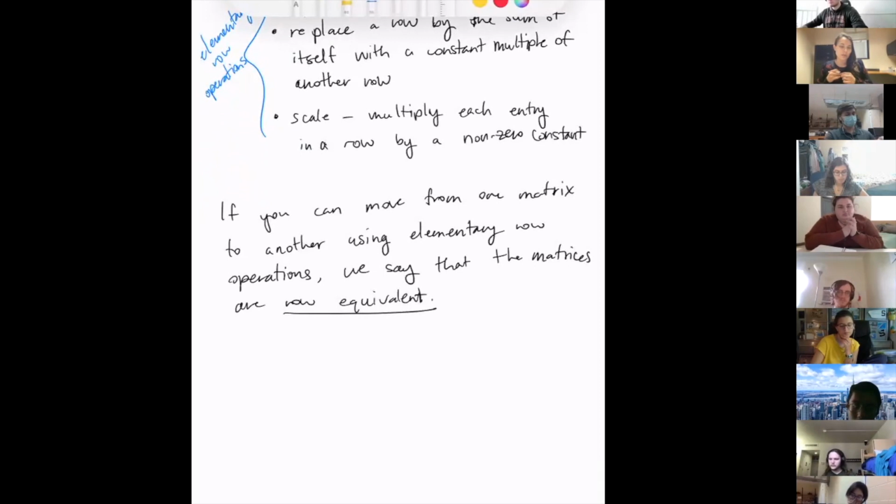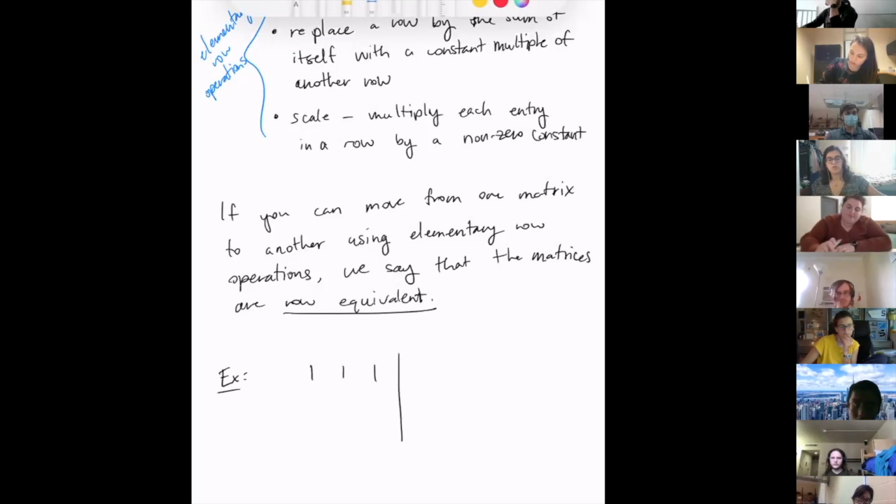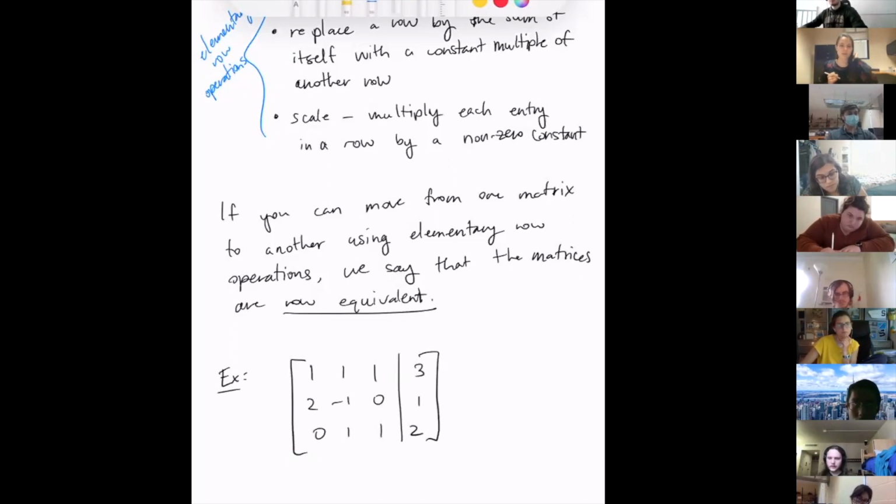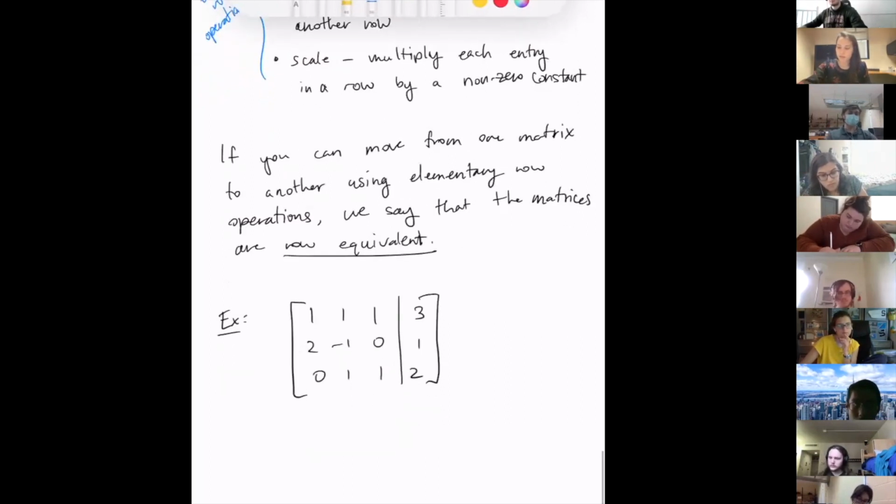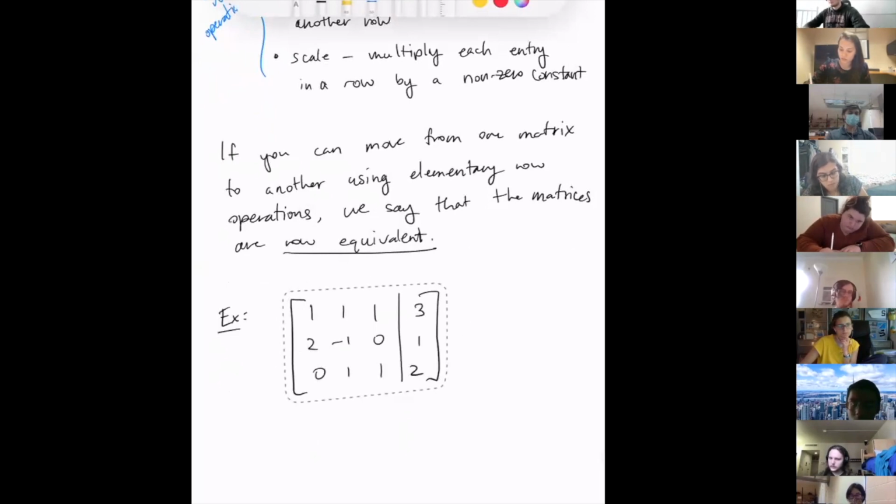Okay, so we're going to go through an example of using these row operations. Starting with, we'll have 1, 1, 1, 3, 2, minus 1, 0, 1, 0, 1, 1, 2. Okay, so this is our matrix we're starting with.